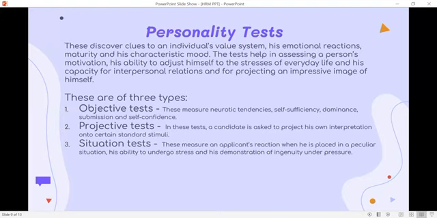Situation tests measure an applicant's reaction when he is placed in a particular situation, his ability to undergo stress, and his demonstration of ingenuity under pressure.